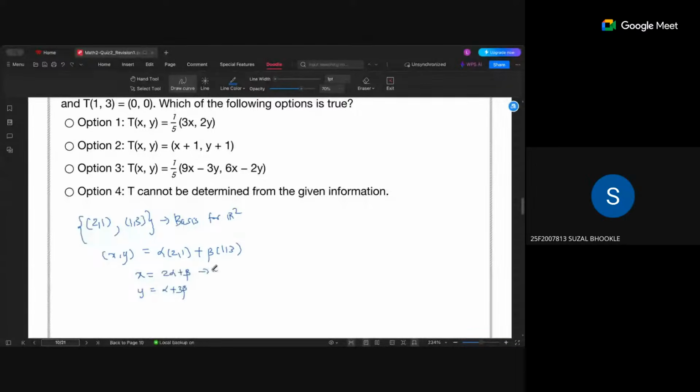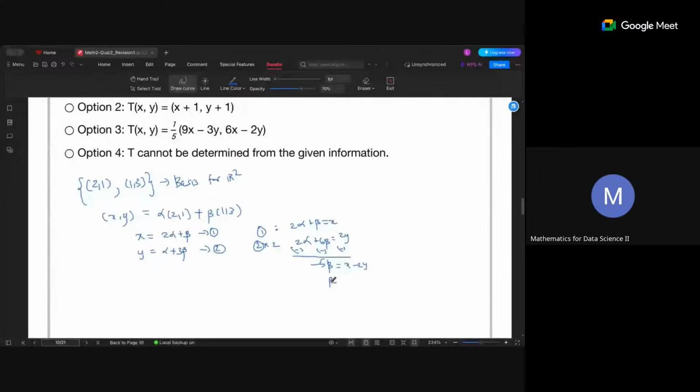Now if I solve these equations, let's multiply equation 2 with 2 and keep equation 1 as it is. So you have 2 alpha plus beta equal to x, and then you have 2 alpha plus 6 beta is equal to 2y. If you do some simplification, you will get minus 5 beta is equal to x minus 2y. So your beta is minus 1 by 5 times (x minus 2y).